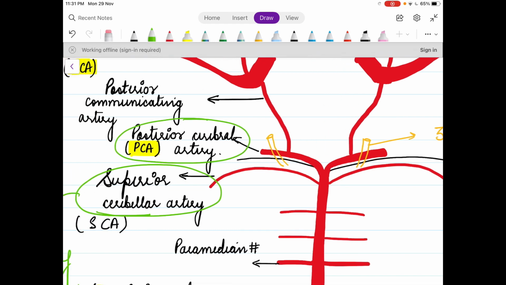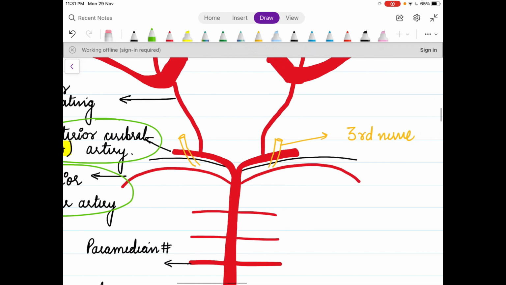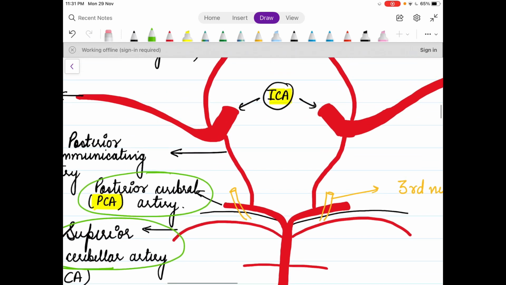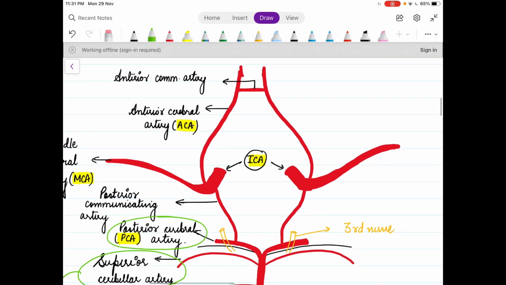One thing I would really like to put emphasis on is that the third nerve originates between the posterior cerebral artery and the superior cerebellar artery, and hence can be compressed between these two structures. Now we'll talk about the anterior circulation.